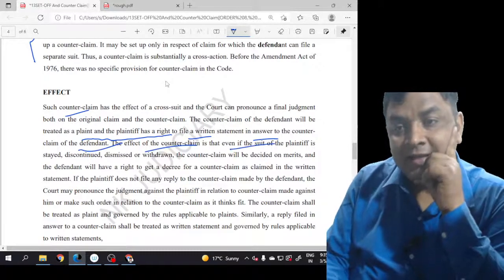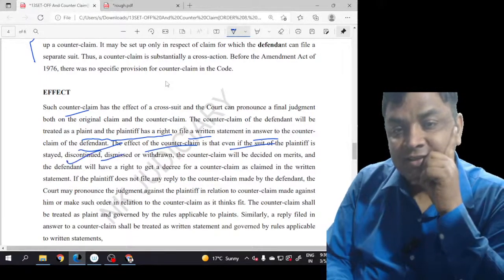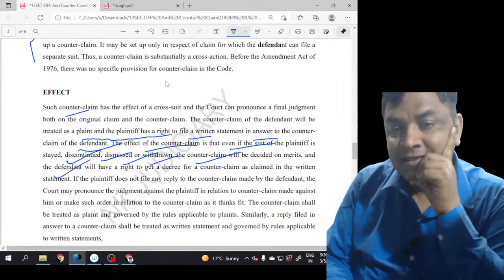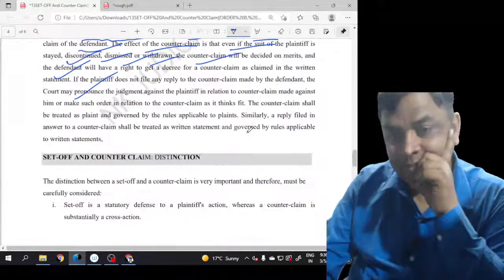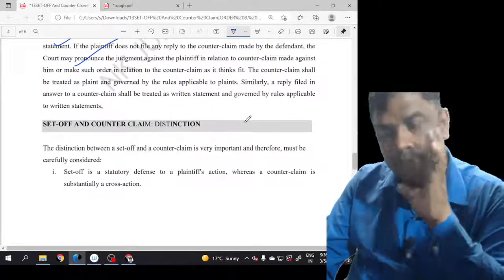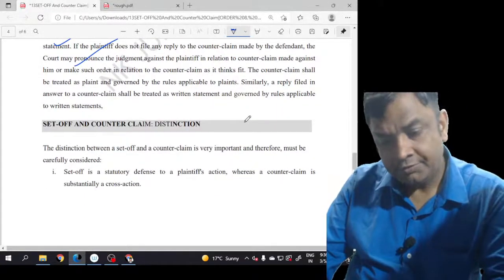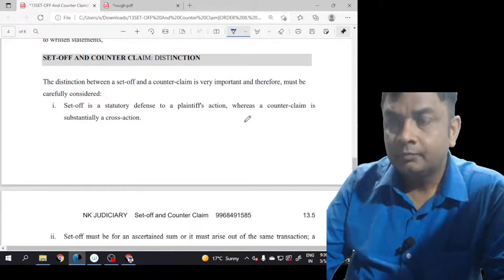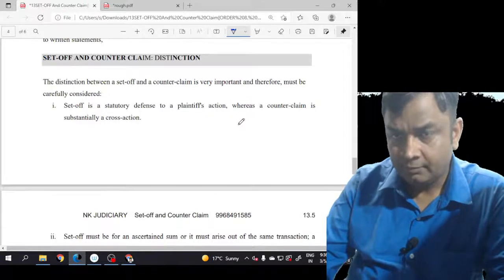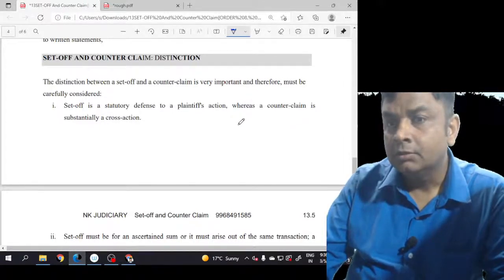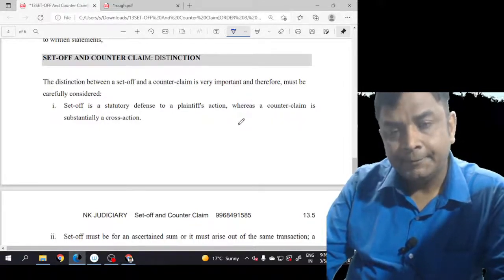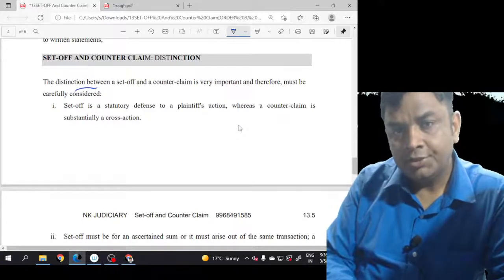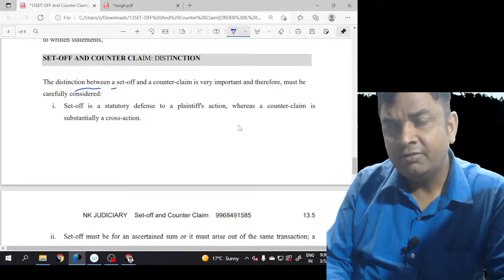Effect of counterclaim is that even if the suit of the plaintiff is stayed, discontinued, dismissed, withdrawn, the counterclaim will be decided on merits. This one, the point called here. So that was the difference between the set off and counterclaim distinctions. Okay. Distinction between the set off and counterclaim is very important and therefore must be carefully considered.